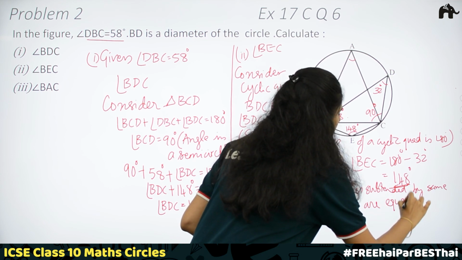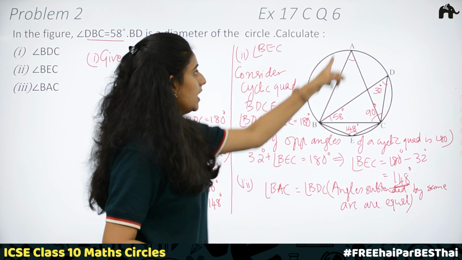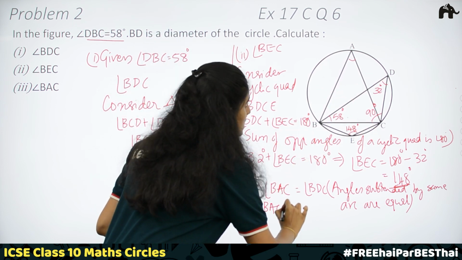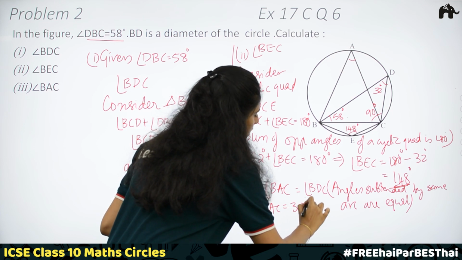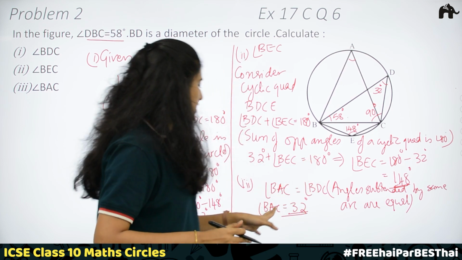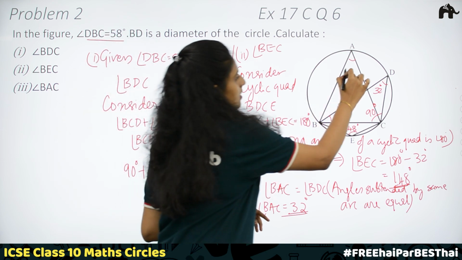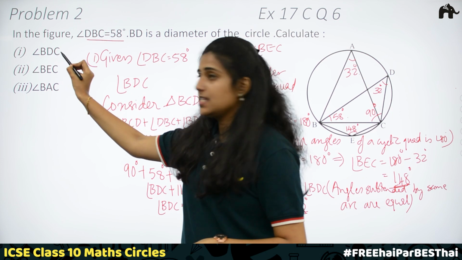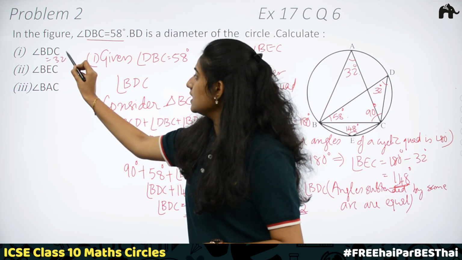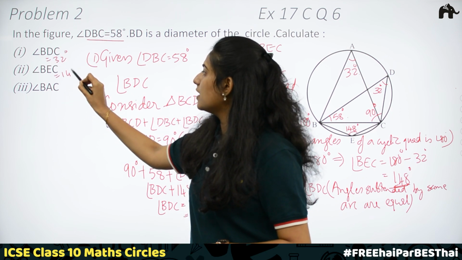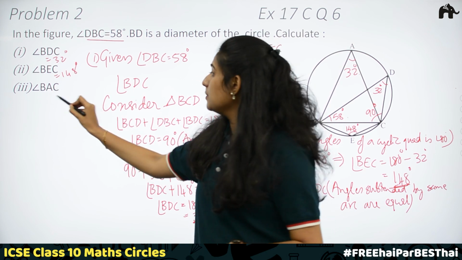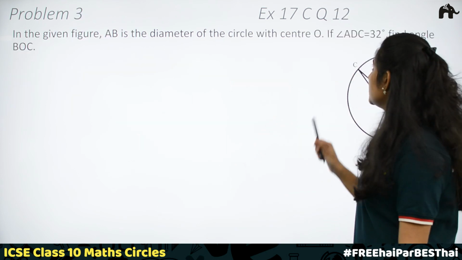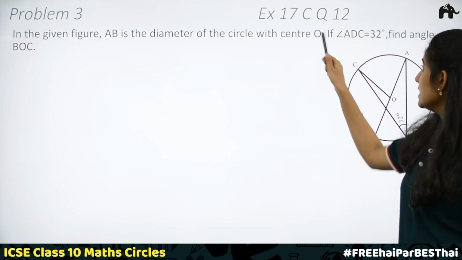Then what is the value of BAC? BAC is equal to BDC, then angle BAC is equal to 32 degrees. Clear? We have determined angle BDC equal to 32 degrees, BEC is equal to 148 degrees, and BAC is also equal to 32 degrees. Clear? Next, problem number 3, question 12 of exercise 17C.